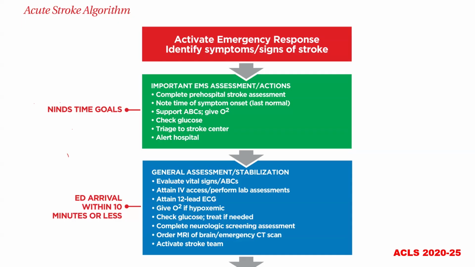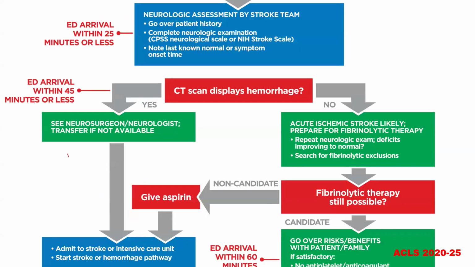General assessment includes vital signs, ABCs, get IV access, at least 2, obtain 12-lead EKG, give oxygen if hypoxemic, check glucose, always check glucose in any unconscious patient, complete neurological assessment, order MRI of the brain and emergency CT, and activate stroke team if you have one. If the patient comes within 25 minutes or less, neurological assessment by stroke team right now in the hospital.